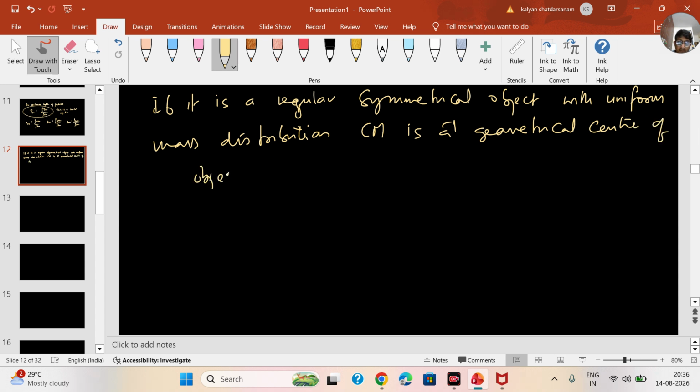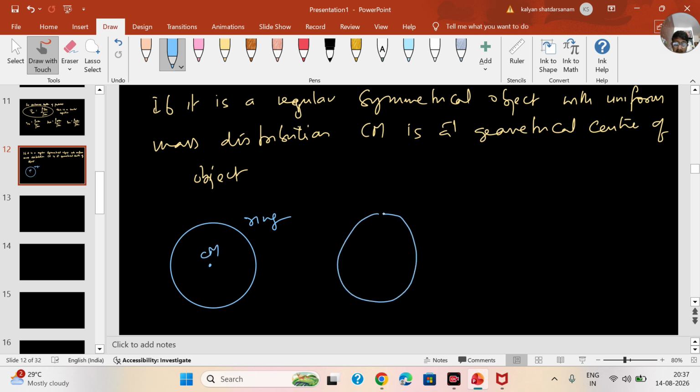So if the object whose center of mass we are calculating is a regular symmetrical object, nice geometry, nice shape, regular, and uniform mass distribution, you should not have more mass in one place and less mass in another place. That will make it non-uniform. So if it is a regular symmetrical object with uniform mass distribution, center of mass is at the geometrical center. Let's see some objects. If you take a ring, it is a regular symmetrical object. So if mass is uniformly distributed, center of mass will be at the center of the ring, the geometrical center.